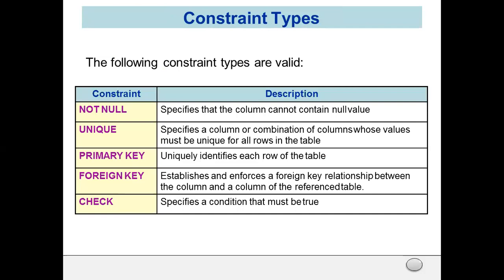Next, primary key uniquely identifies each row of the table. For example, the employee ID must be different for everyone. Employee ID or student roll number is different for everyone. Then the foreign key establishes and enforces a foreign key relationship between the column and a column of the reference table. The last constraint is check, which specifies a condition that must be true.